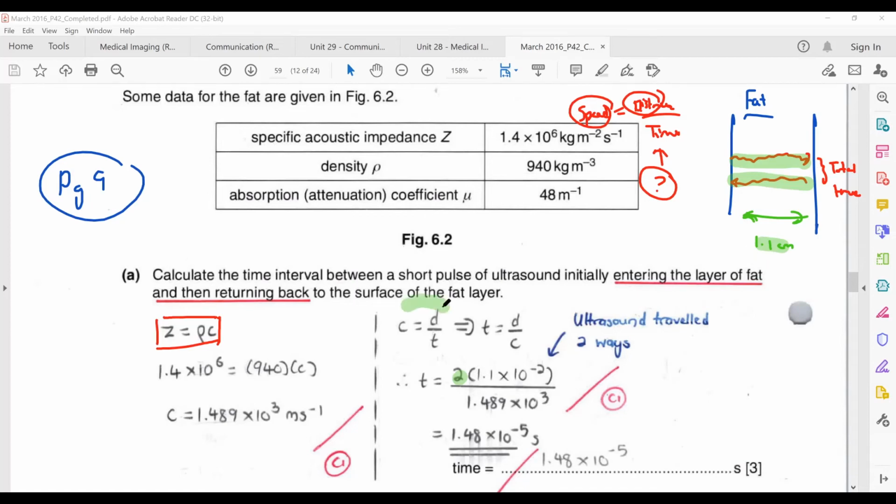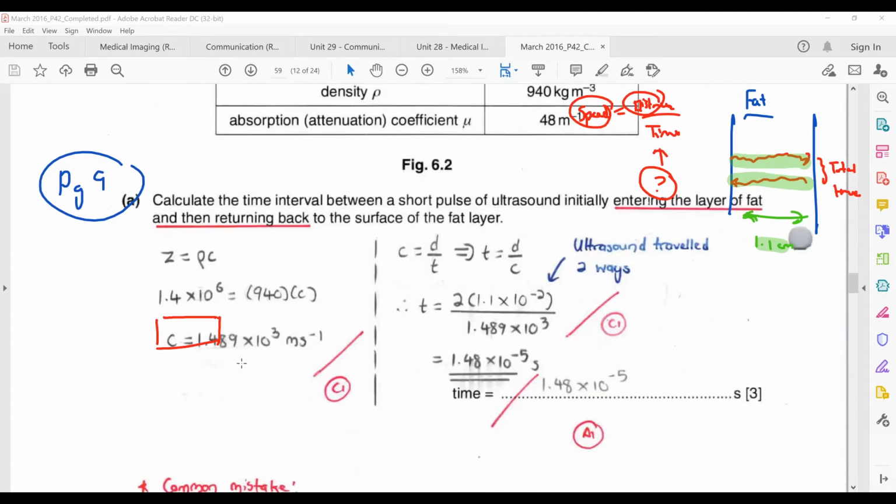So now this is your equation for speed equals distance over time, with time being distance over speed. The distance is twice this distance. Your speed is this speed. You will eventually be able to get the time taken. The time taken is actually just 1.48 times 10 power minus 5 seconds, right? So this one should be okay. This is like AS level kind of questions.